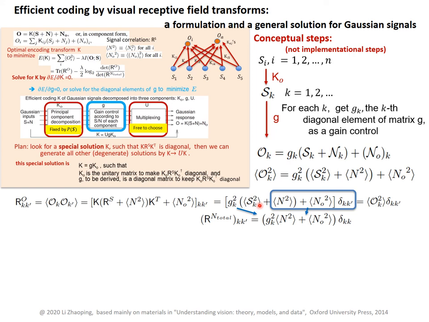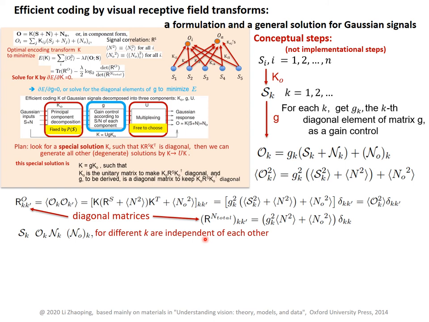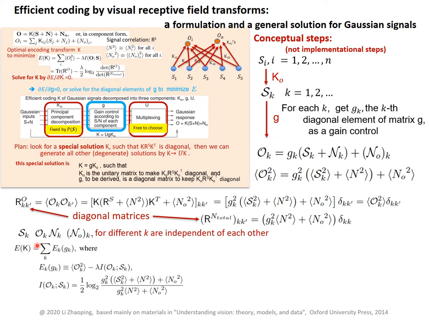When these correlation matrices become diagonal matrices, all of these components are independent of each other for different K. So each K is as if separate from another K. Then the objective function EK becomes a summation of objectives for all Ks. Each K is one objective, another K, another objective. Therefore, if we want to minimize this EK, we just minimize for each K separately. That makes it very simple. So you will write out all of these for each K.